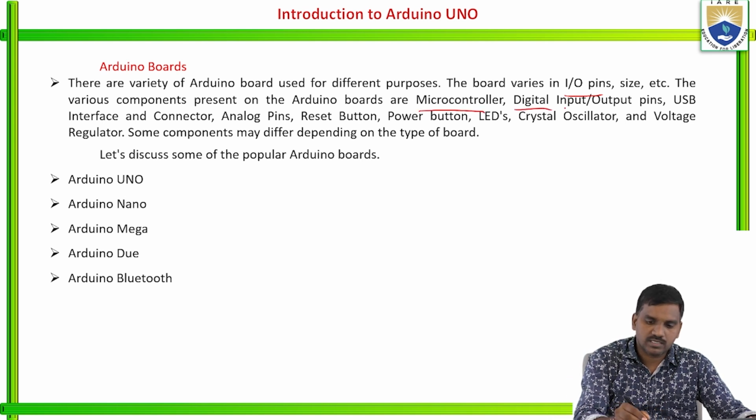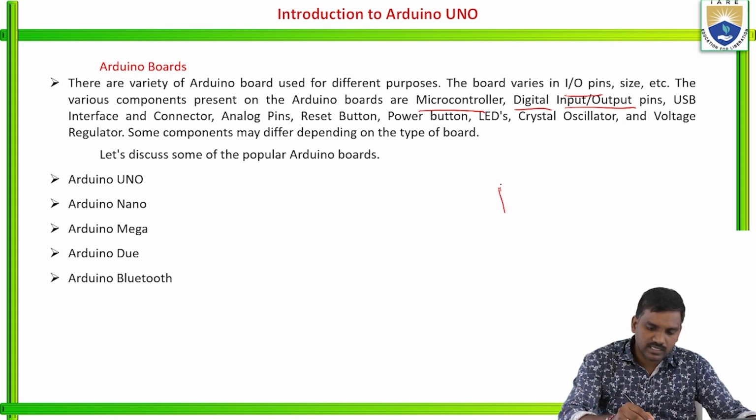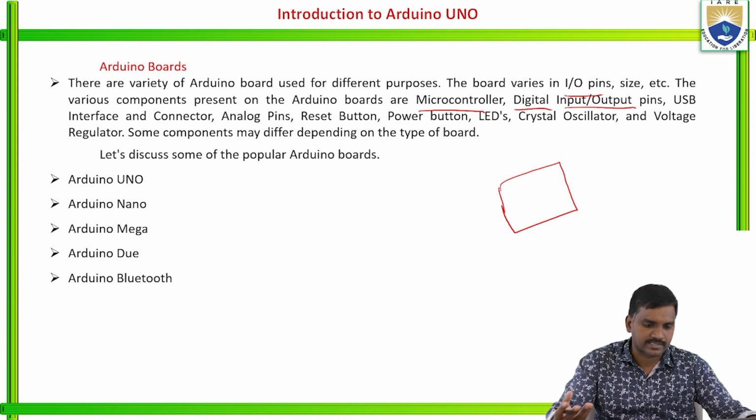microcontroller, digital input output pins, USB interface connector, analog pins, reset pins, power button, LED displays, crystal oscillator, and voltage regulator. Some components may differ depending on the type of board. Mostly it looks like a credit card board. It has different specifications like microcontroller, digital input output pins, USB interfaces, connector, LED, LCD like that.